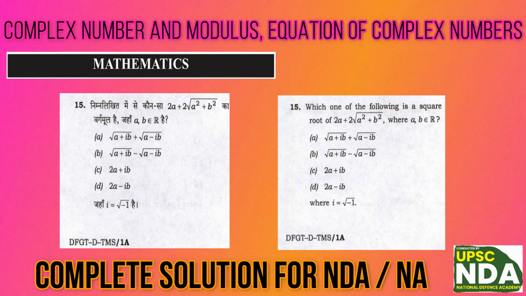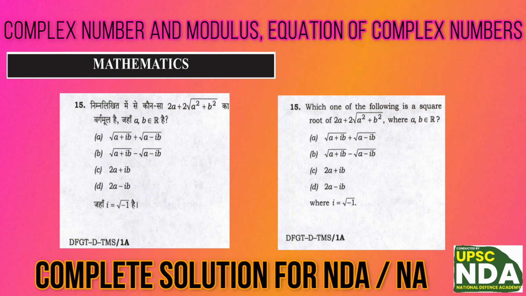Now we have been given four options. The first option says square root of a plus ib plus square root of a minus ib. The second option says square root of a plus ib minus square root of a minus ib. The third option says 2a plus ib. The fourth option says 2a minus ib, where i is equal to square root of minus 1.